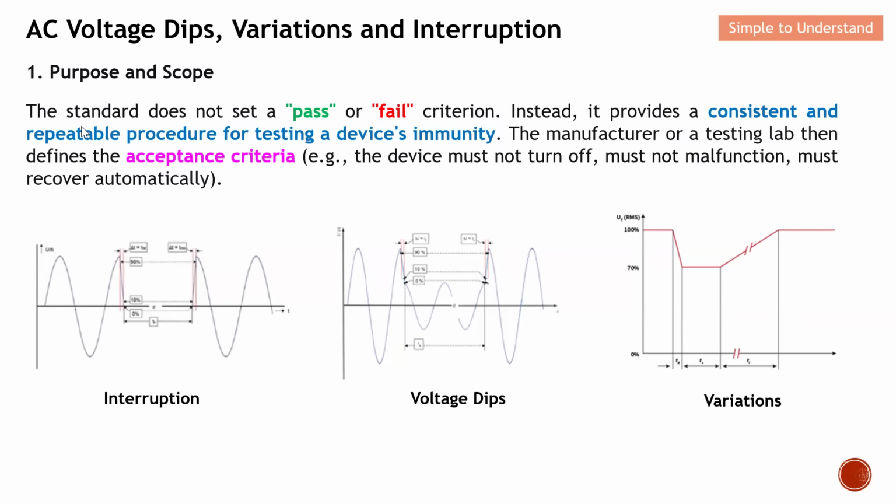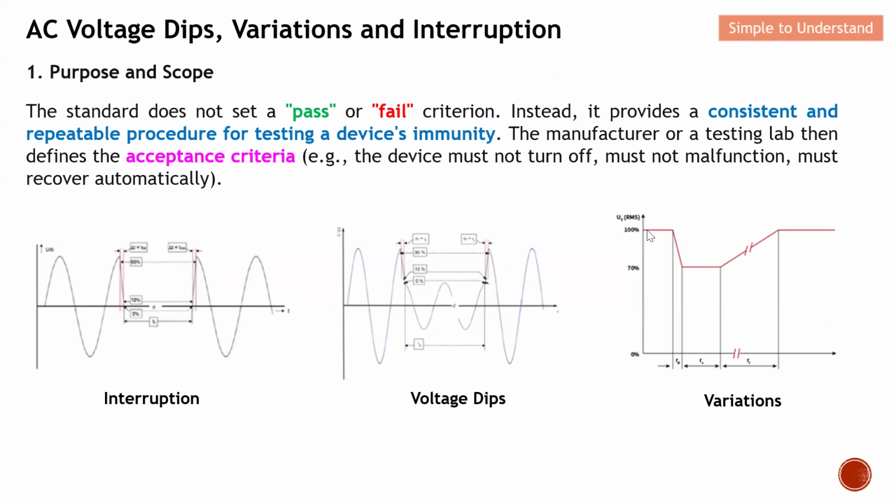The standard does not set a pass or fail criteria. Which means that when there's an interruption, let's say your DUT cannot survive, there is no criteria that says it will pass or fail. Basically, this is what I mean. Or when the voltage dips and your DUT does a reset, there is no standard that says you pass or fail this test.